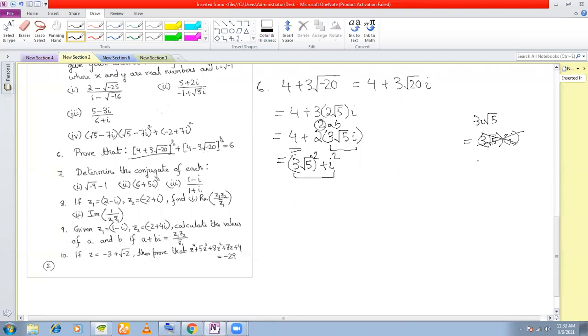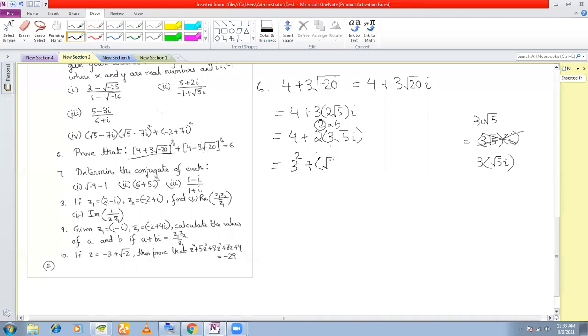What is the next breakup? 3 into root 5i, another breakup? Yes? Yes, sir. That means 3 root 5i. Now let's check whether it will give me 4.